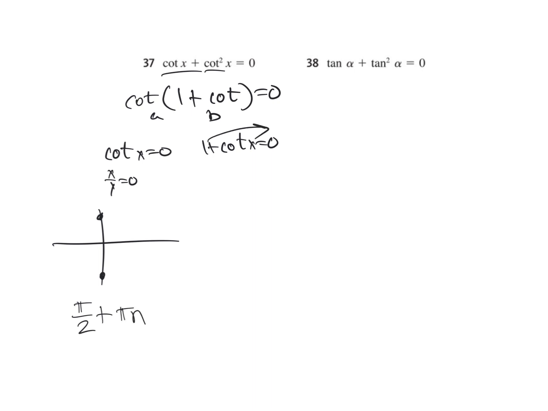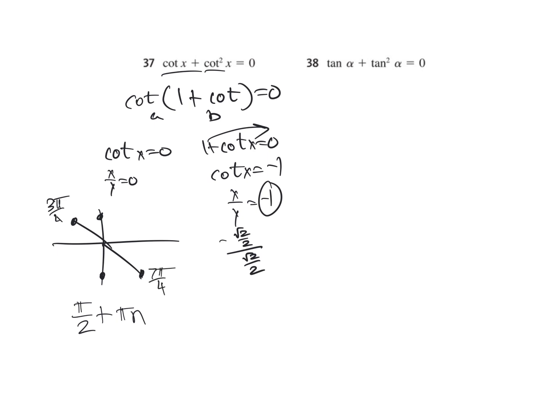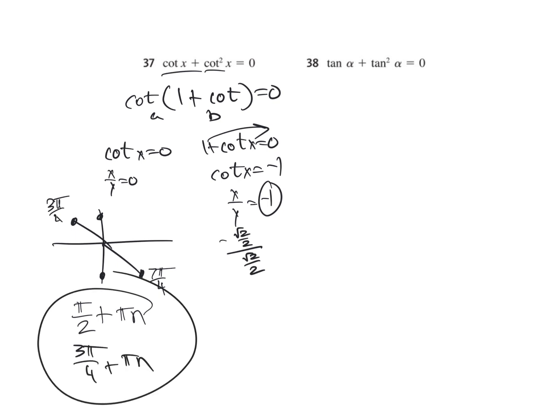Right? And then this one, subtract 1. Where's the cotangent of x negative 1? So x over y equal to negative 1. So again, you have square root of 2 over 2, square root of 2 over 2. That gives you 1. So your pi over 4s, but it has to be negative. So either the top is negative or the bottom's negative. If the top's negative, then you are over at 3 pi over 4. If the bottom's negative, then the y value is negative, and x is positive. You're 180 degrees the other way at 7 pi over 4. So either way, it's 3 pi over 4 plus pi n. And those are your two answers.